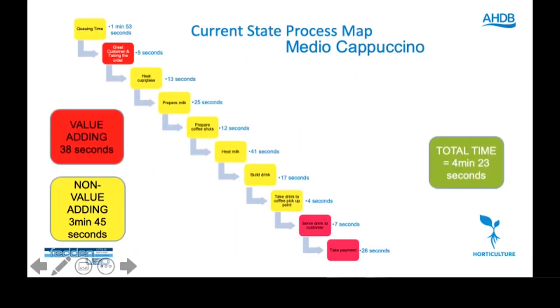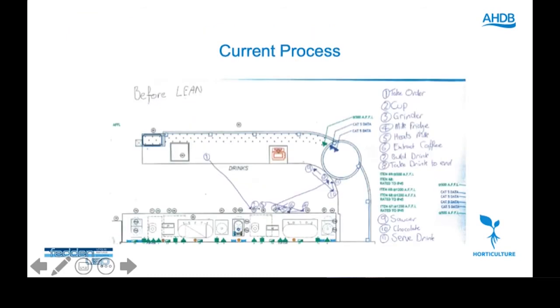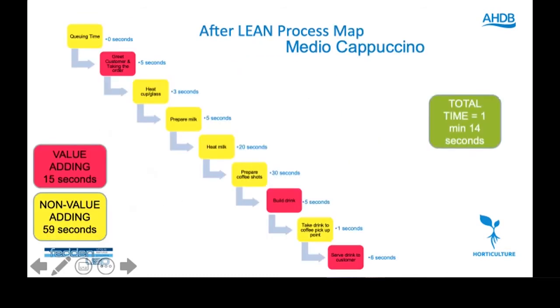So before, they had 3 minutes and 45 seconds of waste and a total lead time of 4 minutes and 23. With the layout improvements, they brought that down to 59 seconds and 1 minute and 14 seconds. So it's a very visual way, the idea of process mapping, get everybody involved, a very visual way of illustrating where the issues are within the process itself.